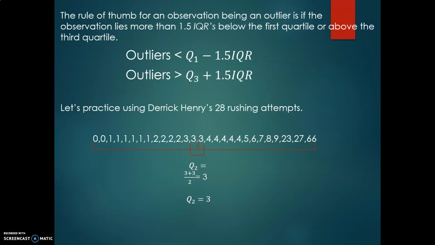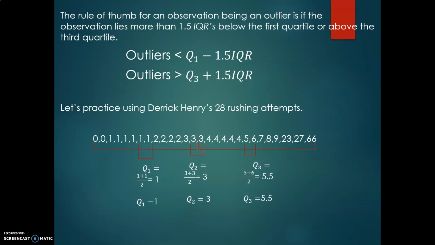So if we go within those groups and we find the median of each one of those groups, okay, on the bottom end, that gives us our Q1, which is 1 plus 1 divided by 2, which is just 1. And on the top end, that gives us 5 plus 6, which divided by 2 gives us 5.5.